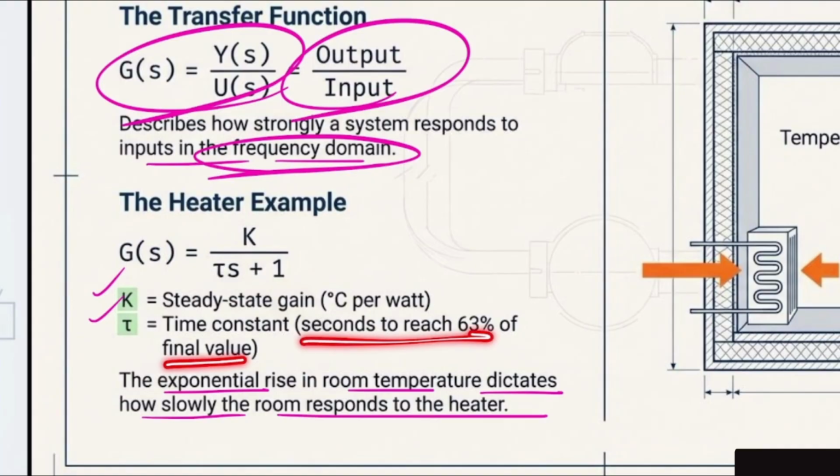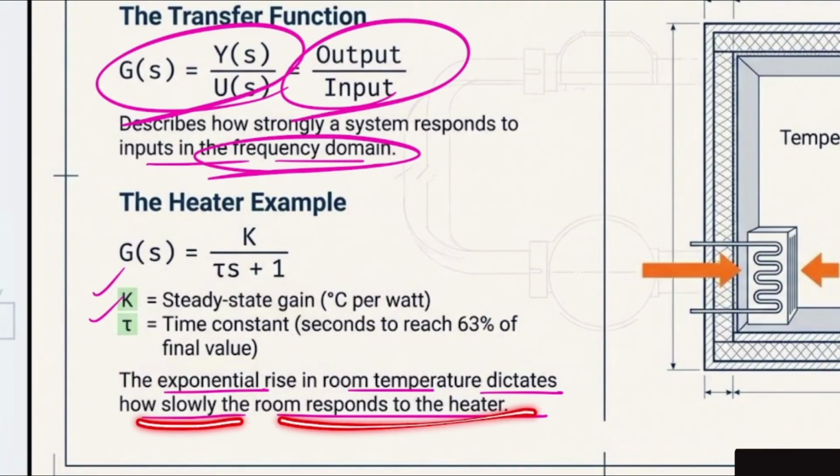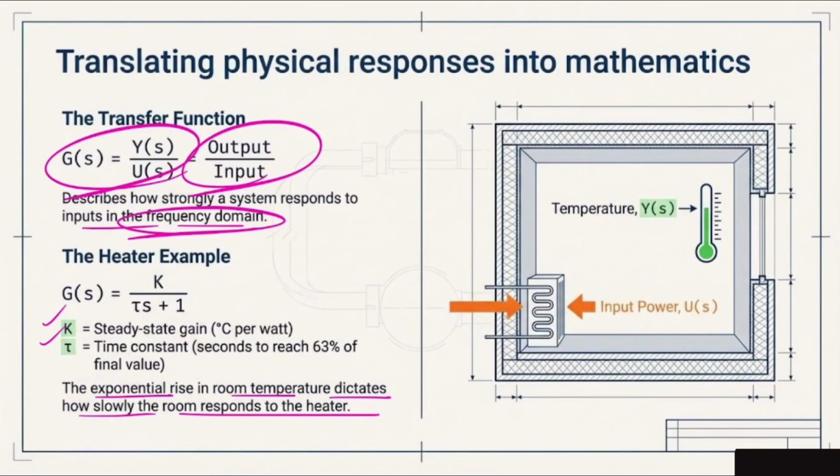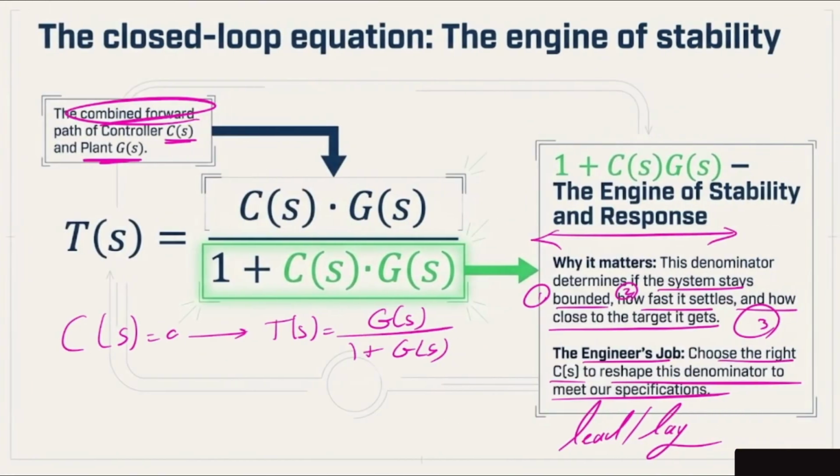What was the time constant? Probably you saw that in capacitors and inductors during charging and discharging: how long it takes for a specific component or system to reach 63% of its final value. So the exponential rise in room temperature dictates how slowly the room responds to the heater itself. It means that input and output are completely related to each other.